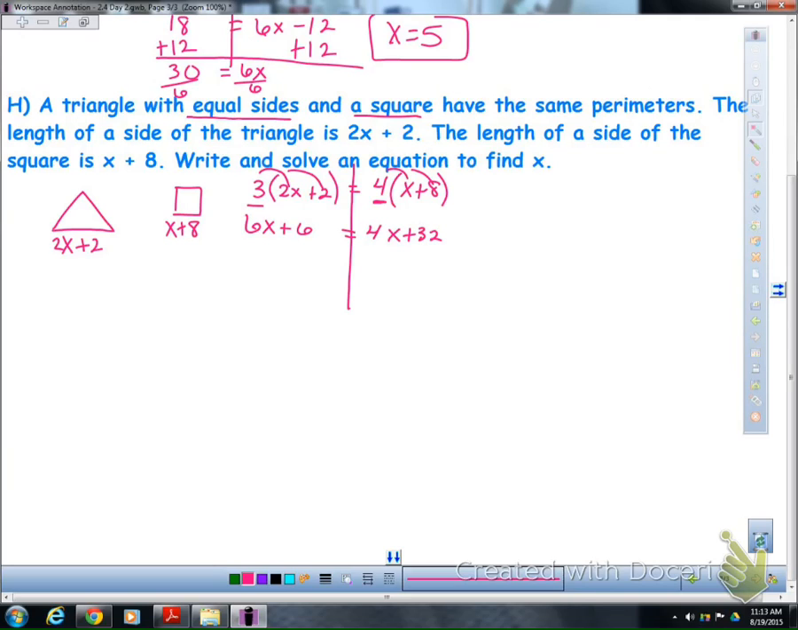And finish solving. We're going to subtract 4x from both sides. 6x minus 4x is 2x. Bring down the plus 6. On the right side, the 4's are gone, but we still have the 32. Subtract 6. 2x equals 26, and divide by 2, x equals 13.